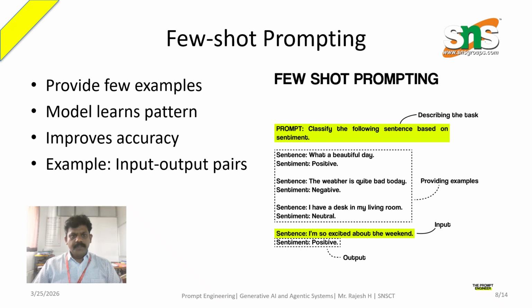Now, in few shot prompting, you see: classify the following sentence based on the sentiment. What a beautiful day, positive. The weather is quiet today, negative. I have a desk in my living room, neutral. So if you give examples, the model will be able to identify whether it is a positive statement or a negative statement or a neutral statement. So through this also the model can be learned or trained. This is called input output pairing.